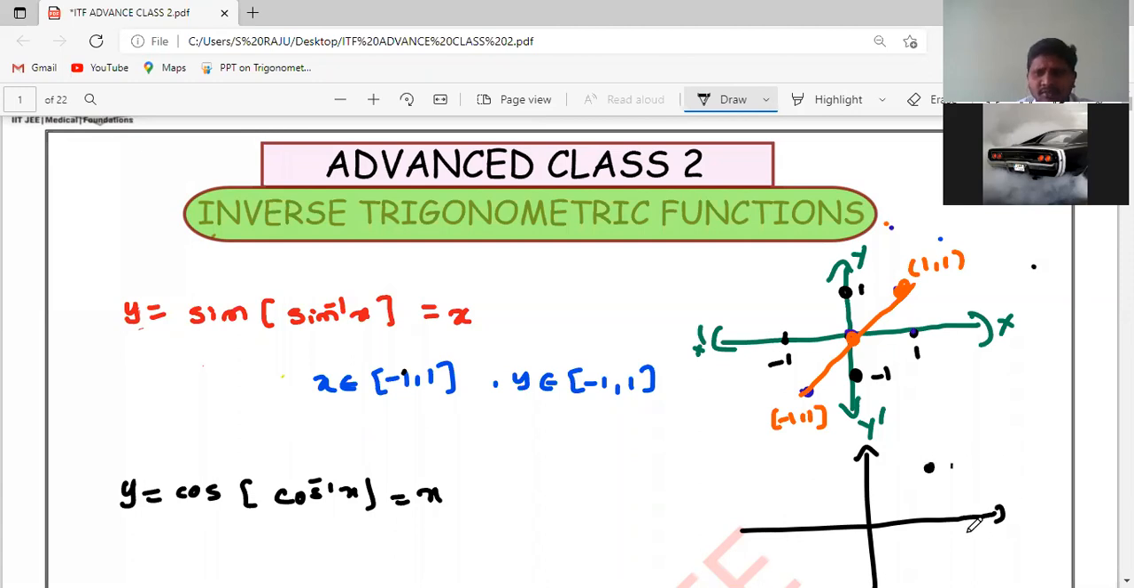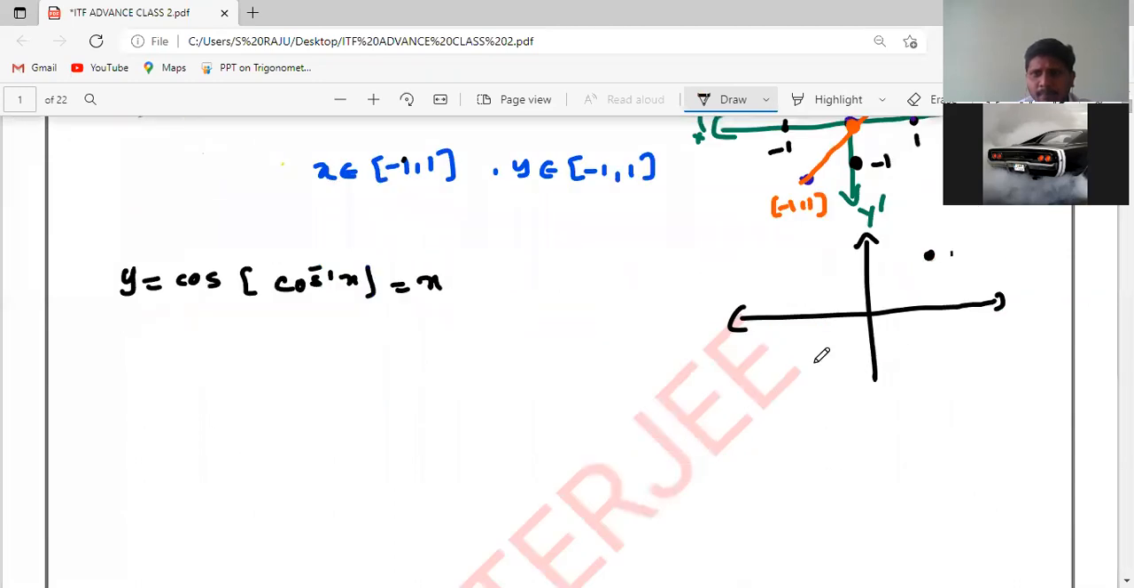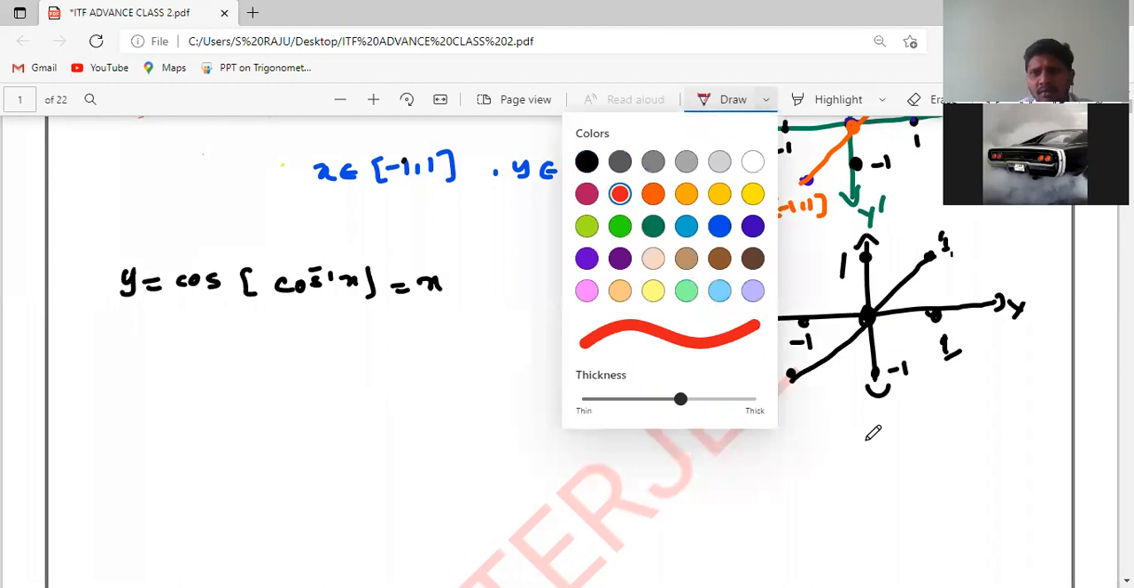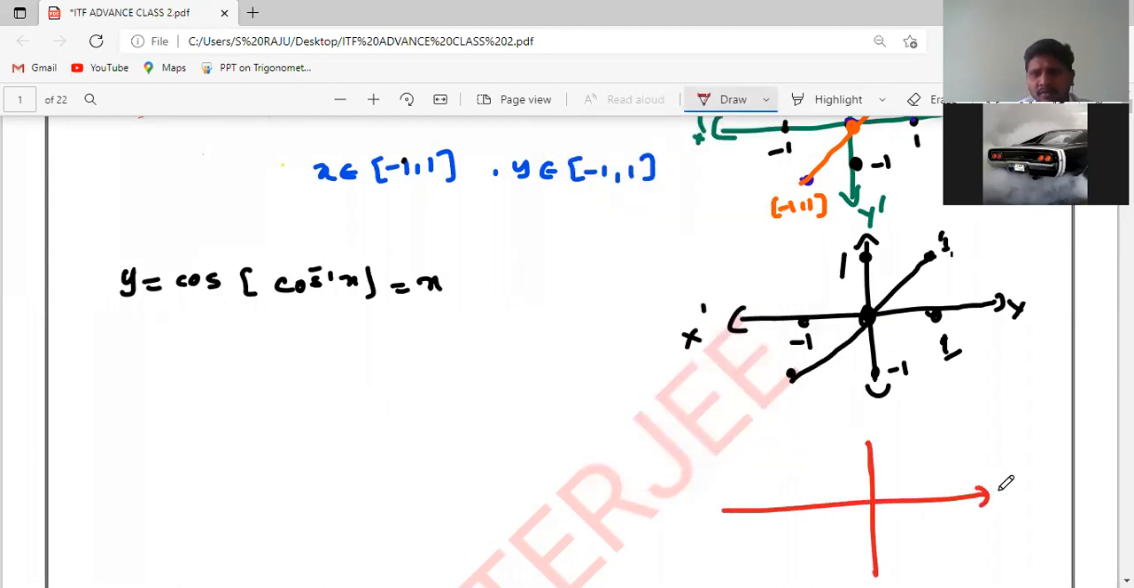So what about the graph here? Same. X dash, y dash, like that. If we give 1, we are getting output 1. If we give input -1, we are going to get -1. In the same way, tan also, but tan alone, we will get the same, x-axis.